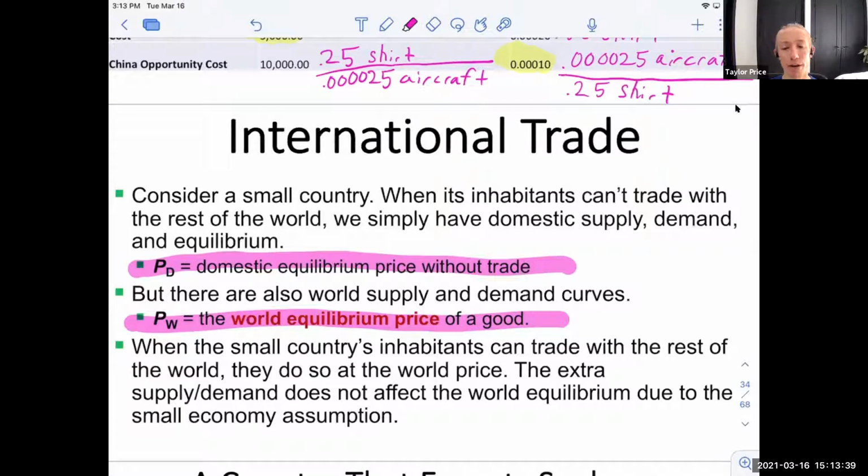But when we're talking about international trade, now we have to think about there being a supply and demand curve for the entire world in cheese. Because of that, there's going to be a worldwide equilibrium price for that good. Usually the domestic price and the worldwide price are not the same. It's very uncommon that those are the same. And when they're not the same, that's when we can benefit from international trade.